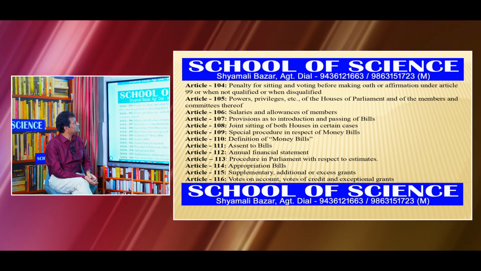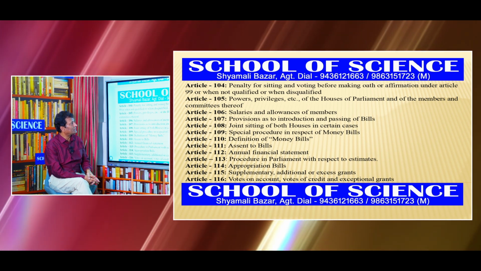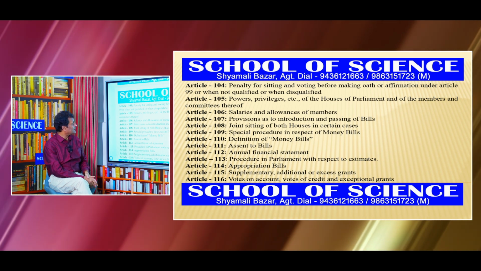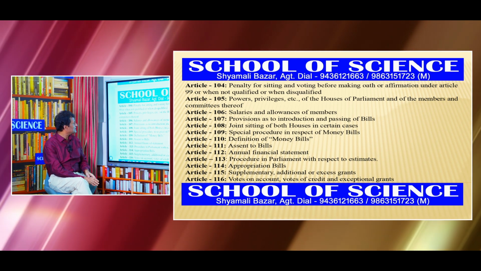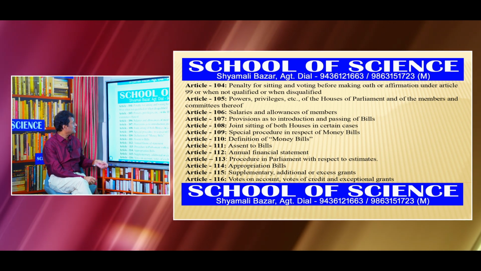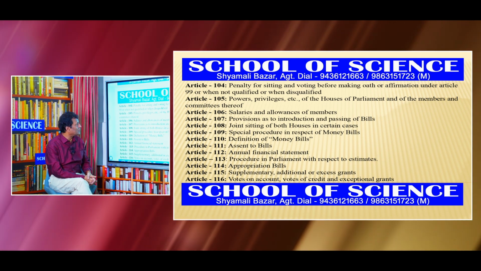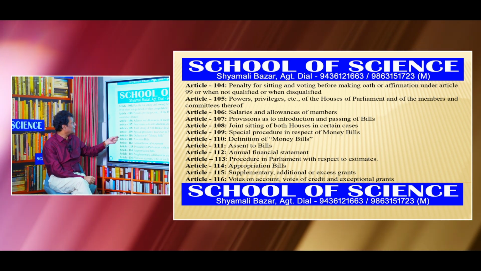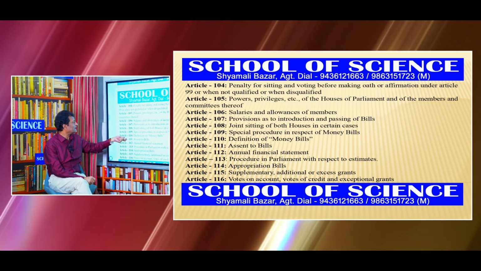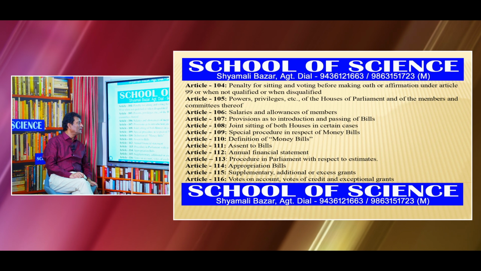Article 105 powers, privileges etc. of the Houses of Parliament and of the members and committees thereof. Article 106 salaries and allowances of members. Article 107 provisions as to introduction and passing of bills. Article 108 joint sitting of both houses in certain cases. Article 109 special procedure in respect of money bills. And Article 110 is definition of money bills.